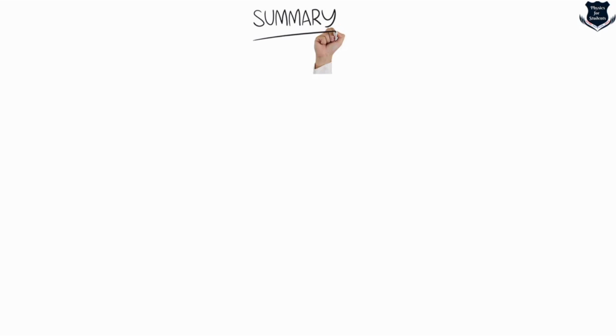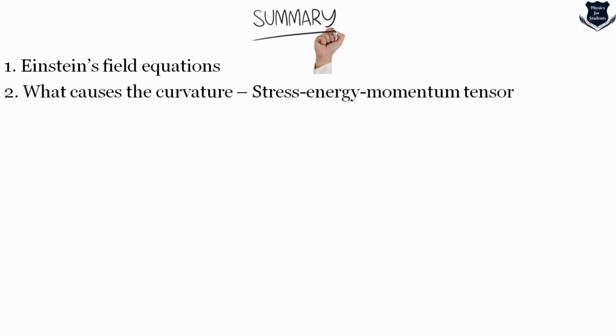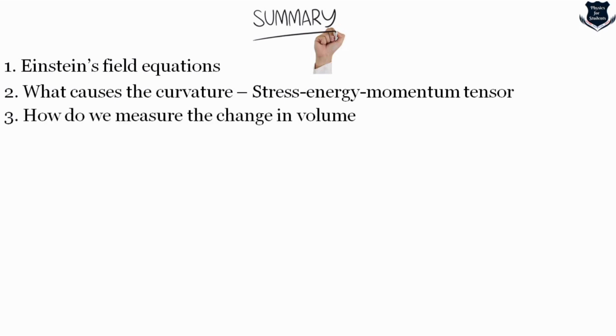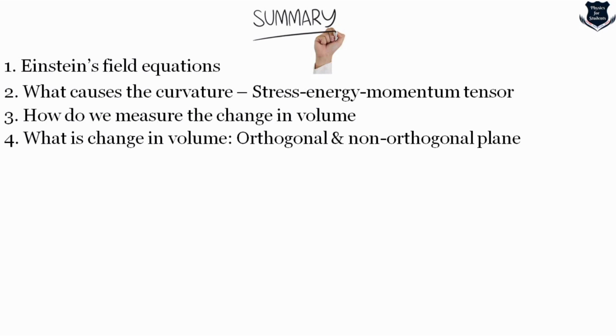So where do we stand right now? First we understood all about Einstein's field equations, the different components. Then we understood what causes the curvature of space-time, that is matter, and what comprises matter: the stress-energy-momentum tensor. How do we measure if things change in volume? We learned first with 1D and 2D linear transformations, then the 3D linear transformation, and in a non-orthogonal plane, we use something called a volume form. Then we learned how it changes in orthogonal and non-orthogonal planes. We also learned how matter moves in spaces along geodesics, taking zero, positive and negative curvature.